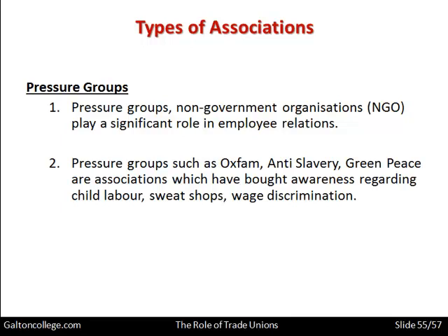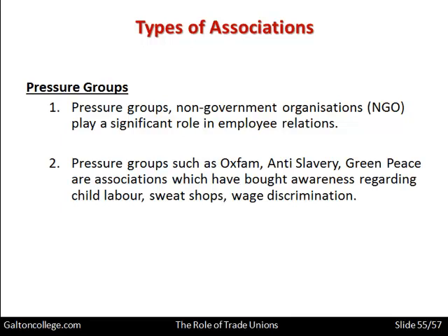Greenpeace, trying to preserve the planet, it's a pressure group. And these pressure groups are trying to bring an awareness of issues, and they're constantly highlighting the problems of child labour and sweatshops. We know that sometimes we get products from certain countries, products which are very cheap. Why are the products so very cheap? How come the developed world can't make the same products as cheaply? Maybe the answer is very simple. Maybe the workers are not being paid, or not being paid a lot.